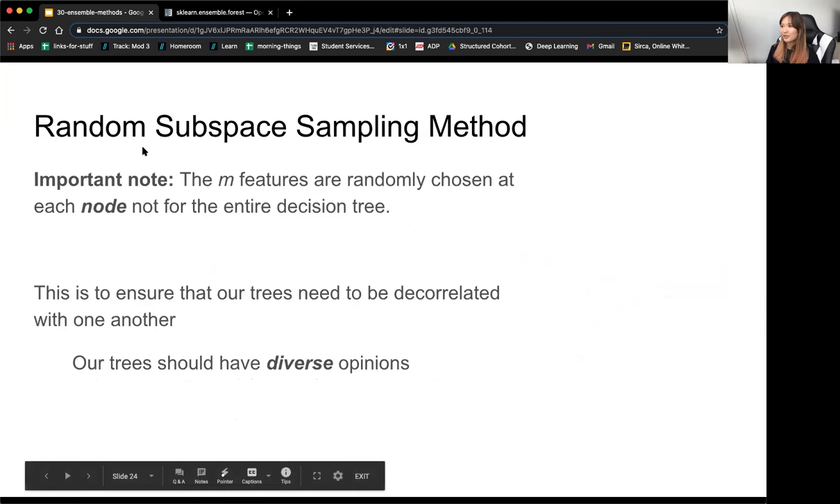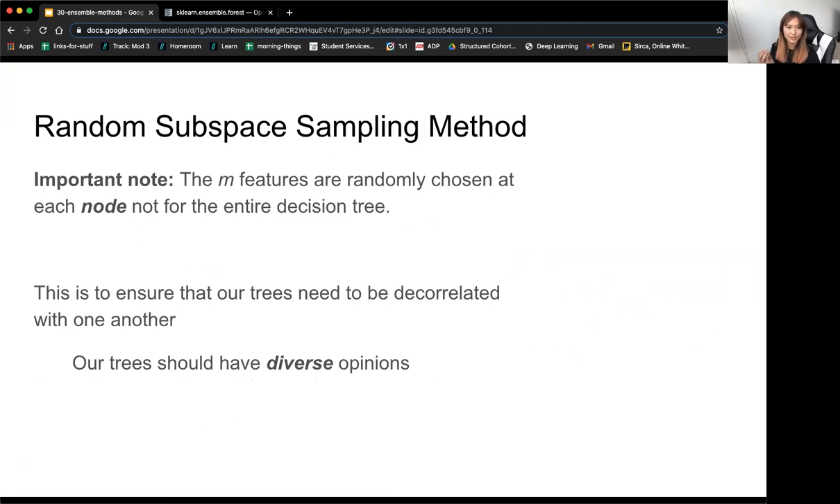All right. So the random subspace sampling method is randomly choosing features at each node. One thing to remember is the features are randomly chosen at each node and not for the entire decision tree. So again, with the 10 features, at each node it can be a different subset being considered. So your tree is not just built on 3 features, it is still built on 10. And yes, this is just to ensure our trees are decorrelated and that they have diverse opinions.